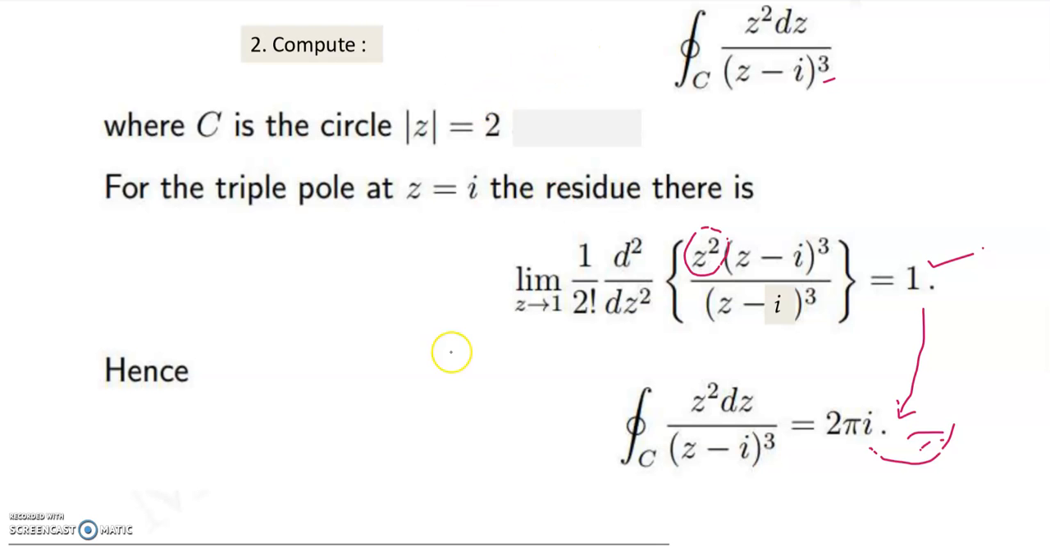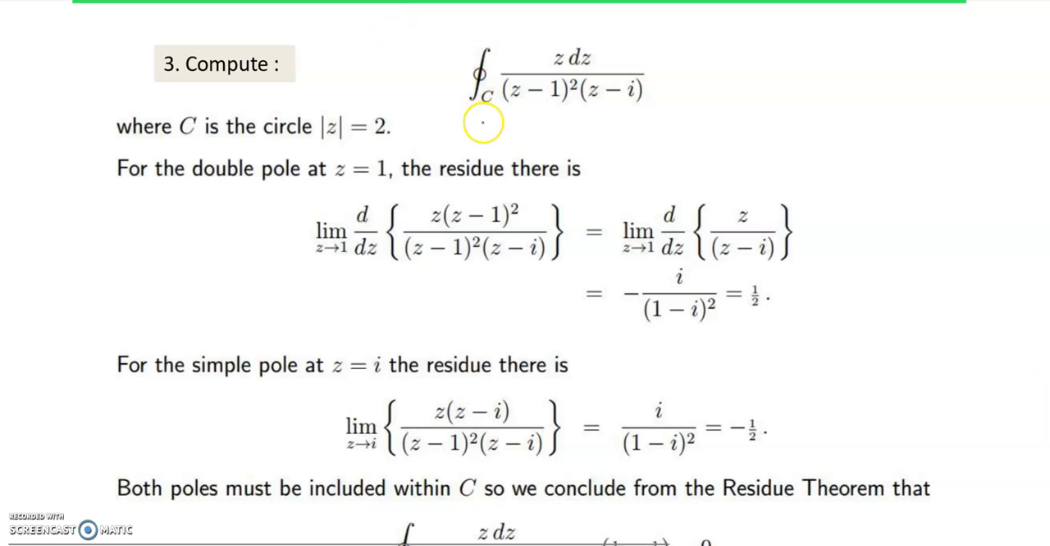Okay, now you see another question: the integral over C of z dz divided by (z minus 1) whole square times (z minus i). Here what is given? Mod z equal to 2. First we have to check what the poles are and their order. You see here z equal to 1 is a pole of order 2 and z equal to i is a simple pole. Before finding the residue we have to check that these poles are inside the circle. Yes, z equal to 1 is definitely inside this circle and z equal to i is also inside the circle. Therefore we can find the residues of each pole.